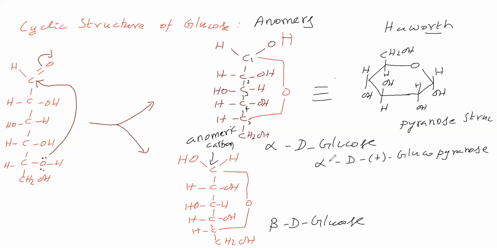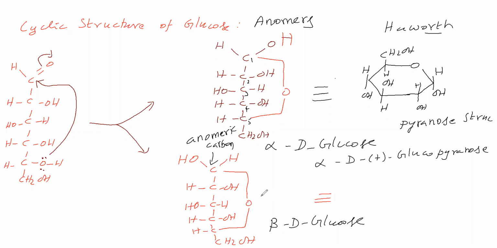Alpha means the anomeric carbon has the OH group on the right side. D means the chiral carbon next to CH2OH has its OH group on the right side. Plus means it is dextrorotatory, rotating the plane of polarized light clockwise. Gluco means it is glucose, and pyranose means it has a pyranose structure.